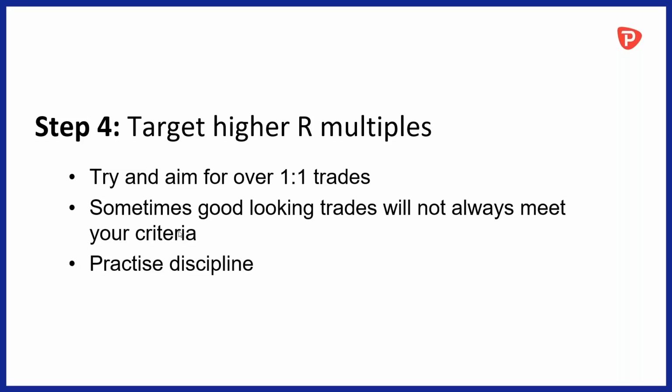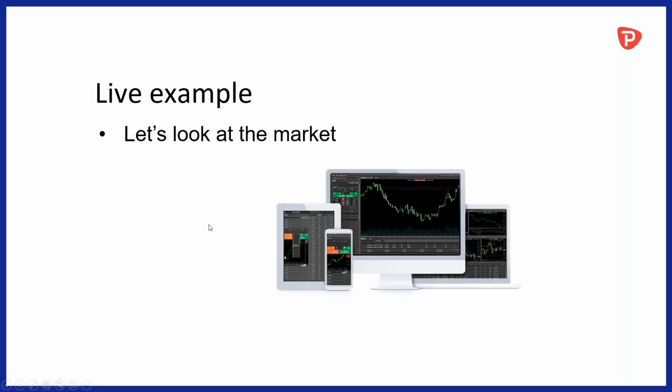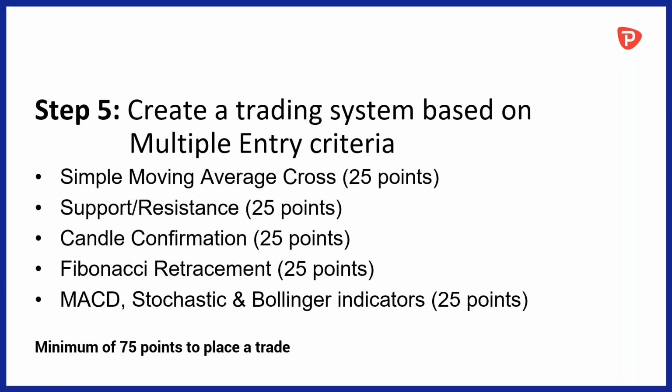Okay, we also want to be looking at, of course, good looking trades will not always meet your criteria. And of course, practicing discipline is very, very important. Here's just an example of maybe what a swing trading system might look like with some moving averages and other things. So you might want maybe 3 of these reasons to be in a trade. And if you have those 3 reasons, then you can place the trade. And I think that's very important for everybody to do.